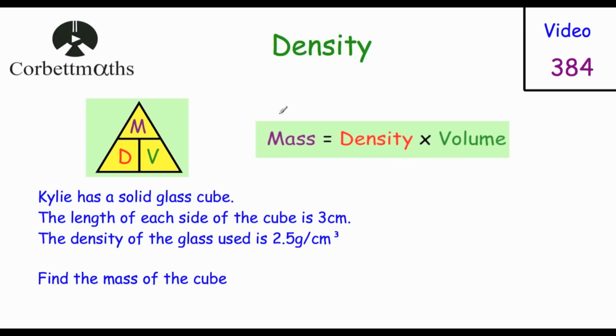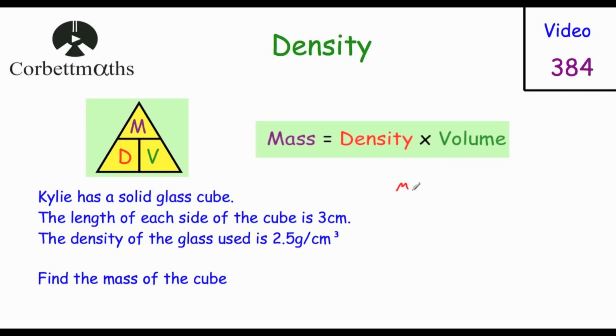And our next question, density. This time we're going to find the mass of an object. So the mass, if we cover up the M, is density times volume. Or you could rearrange it if you wish and get mass as density times volume. So Kylie's got a solid glass cube, and the length of each side of the cube is 3 centimeters. And the density of the glass used is 2.5 grams per centimeter cubed. Find the mass of the cube.